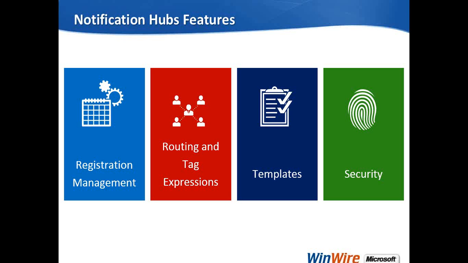In order to receive push notifications, an app has to register the device handle on the notification hub. And once the registration is created on the notification hub, the application backend can send push notifications to it.